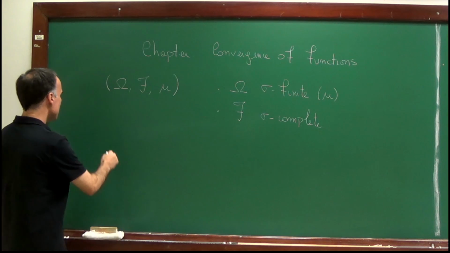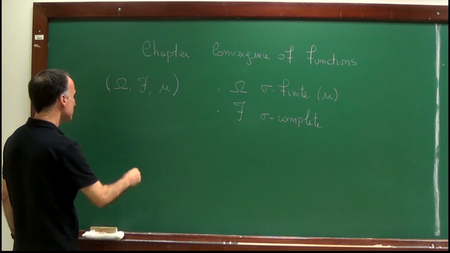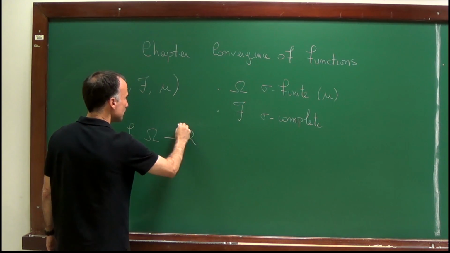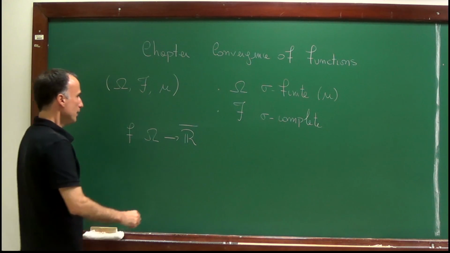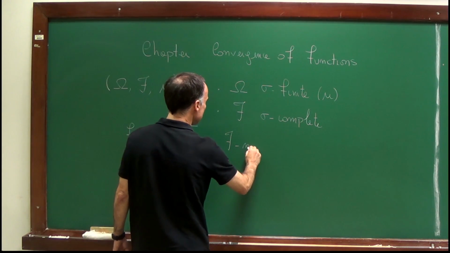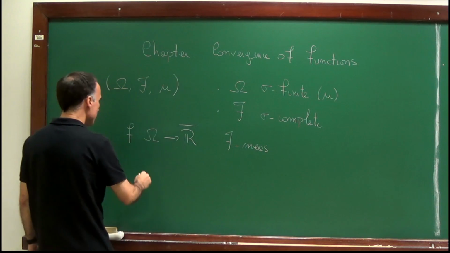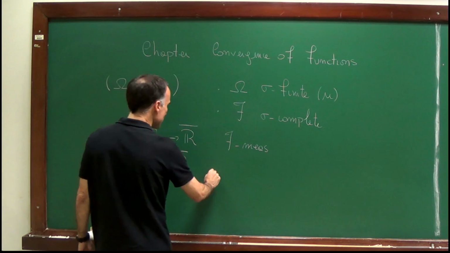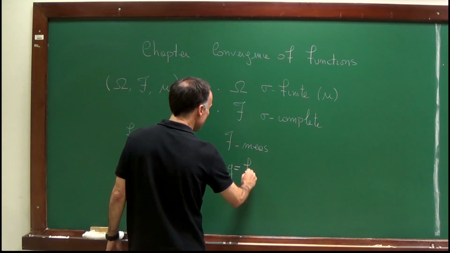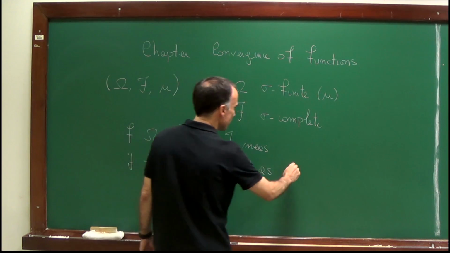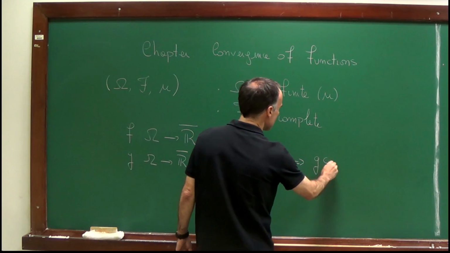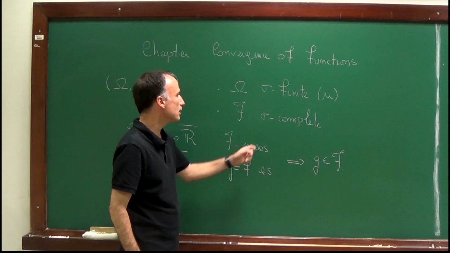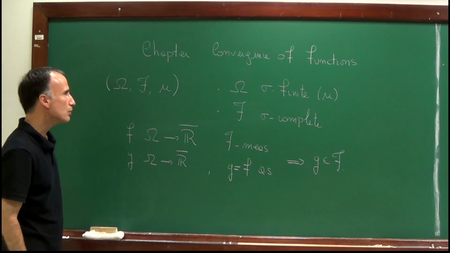Remember that since F is complete, if I have a function f defined in omega and taking values in R bar, which is F measurable, and if I have another function g defined in the same space such that g equals f almost surely, then g is also F measurable, because we are assuming that F is complete with respect to the measure mu.